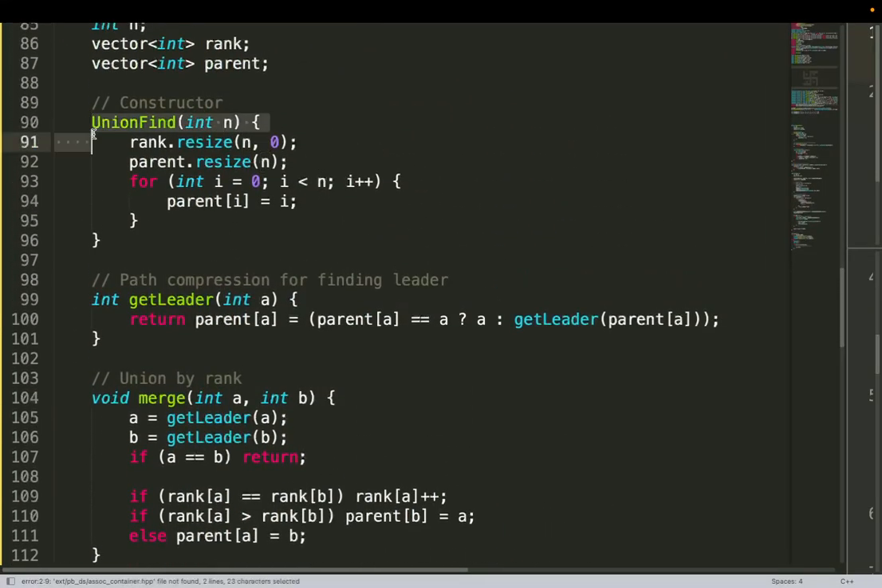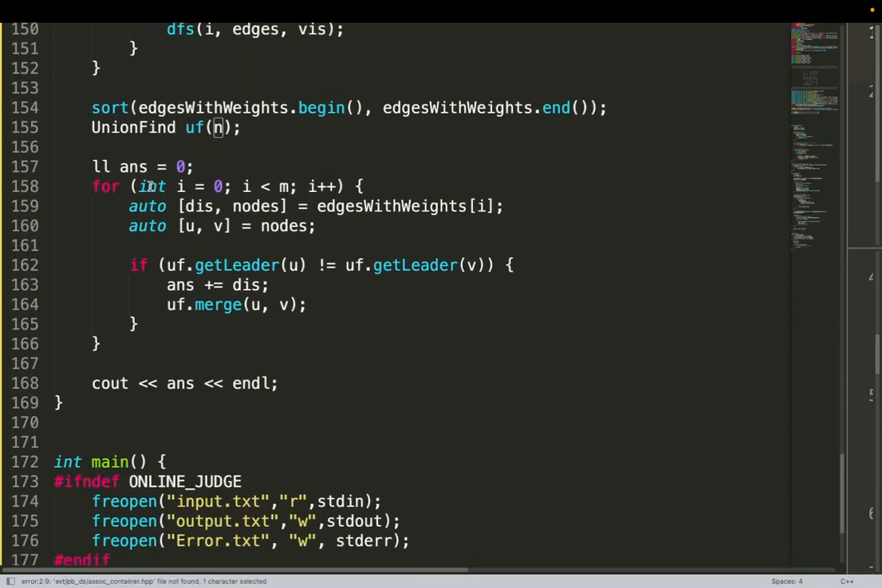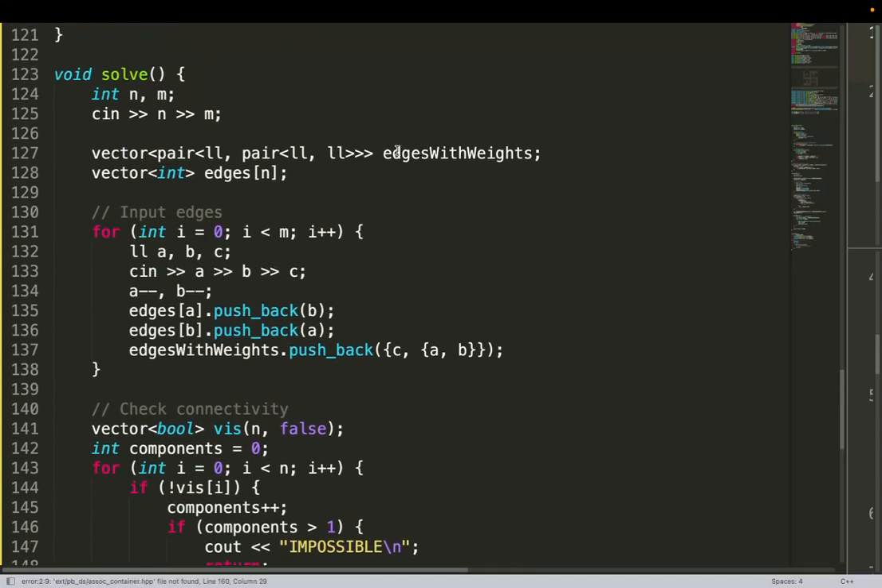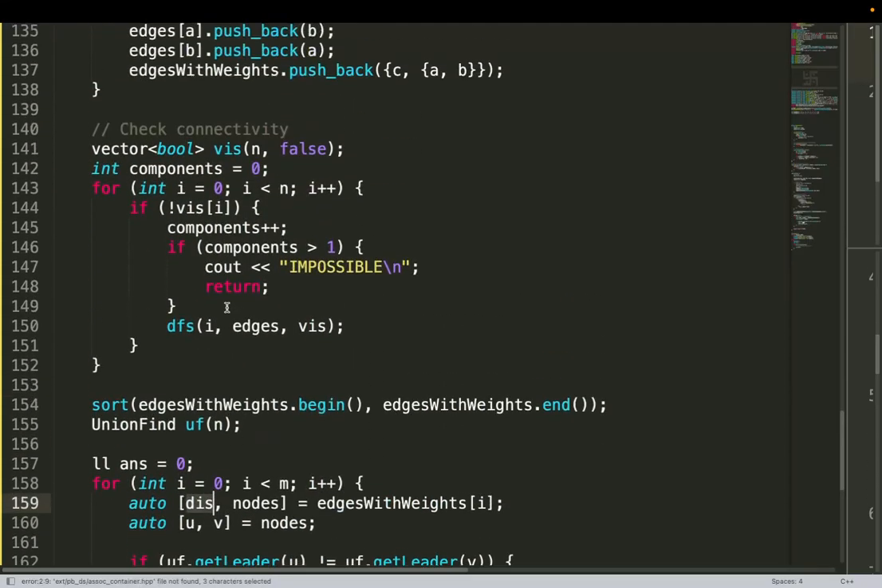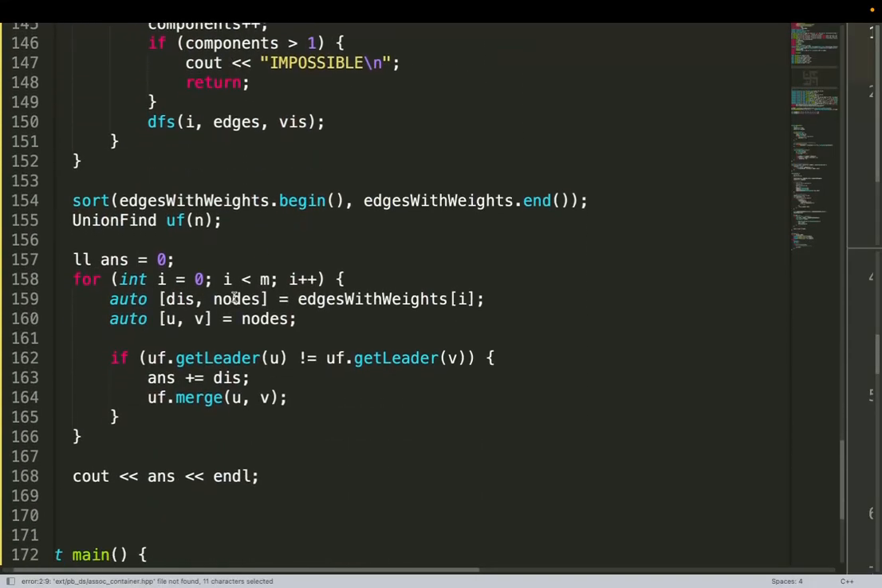You can simply see I have this constructor with me, where I am passing the size, or basically the number of nodes. Then going over all the edge weights, the distance and nodes, I am just initializing with edge weights of i, and U and V are the two nodes that are getting connected by this particular weight. Basically, if you look at the structure of edge weights that I have, this is a pair of pair. The first member is actually the distance, and the second member is actually the pair of nodes. So I am just destructuring it into two nodes U and V.